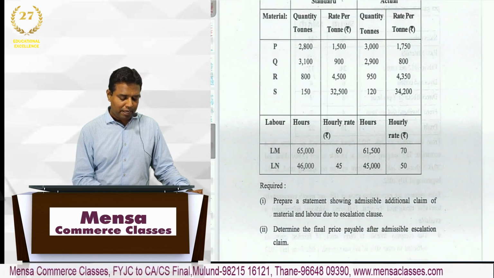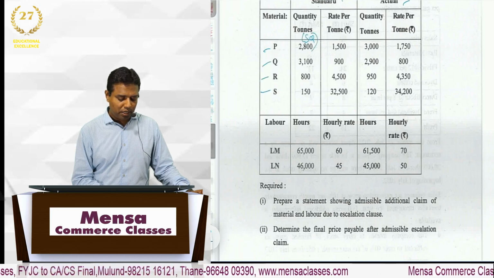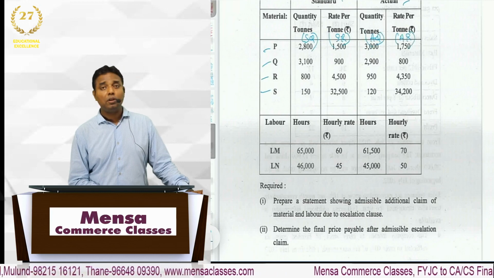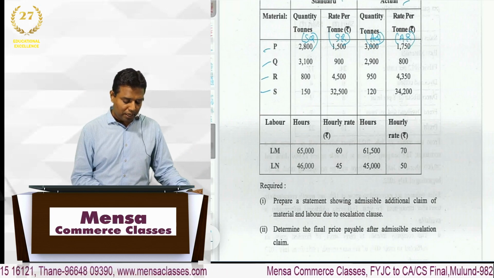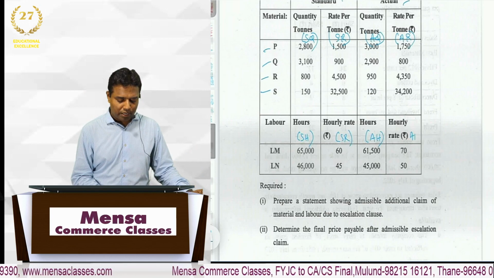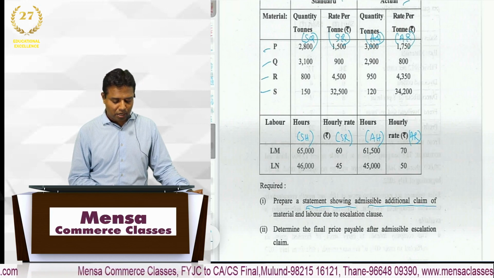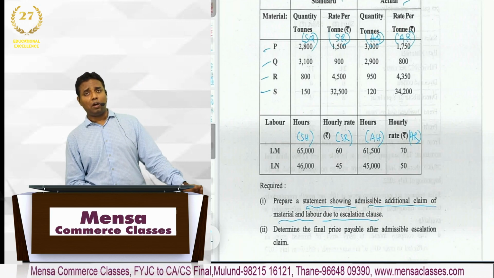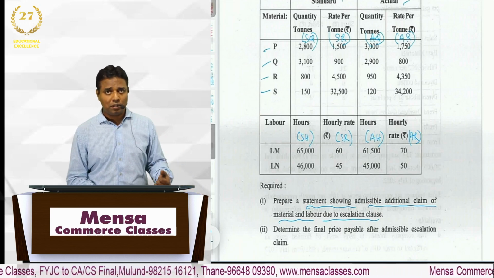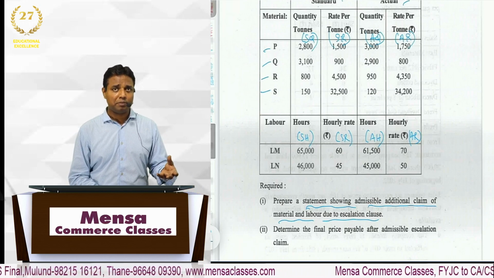So standard is given, actual is given, materials PQRS. This is your standard quantity, this is your standard rate, this is actual quantity, this is actual rate. Labor, again standard hours are given, standard rate is given, actual hours are given, actual rate is given. What are they asking us? Prepare a statement showing the admissible additional claim of material and labor due to escalation clause. So escalation clause is basically relevant to the price rise. So whatever is the price rise, that we are ready to compensate, right?